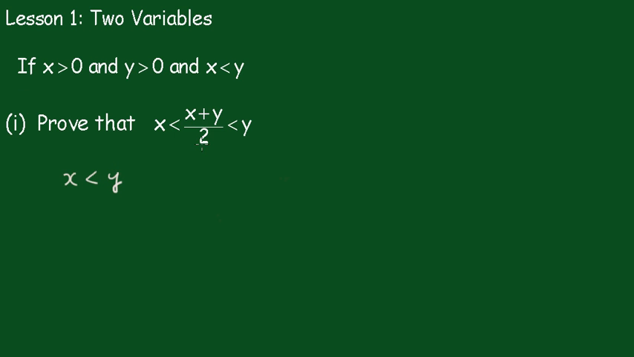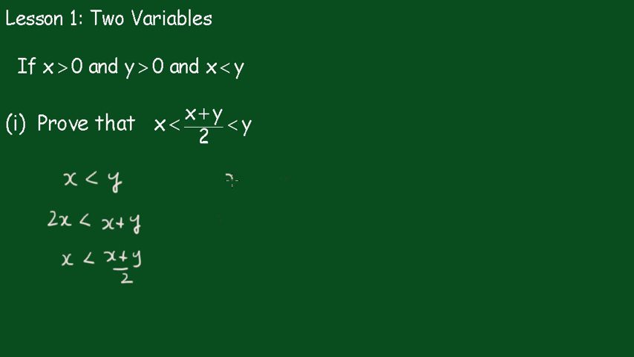Now to get this bit in the middle, I'm going to add x to both sides of this inequality. That gives me 2x here, less than x plus y. Now I'll divide both sides by 2 and I get x is less than (x plus y) on 2.